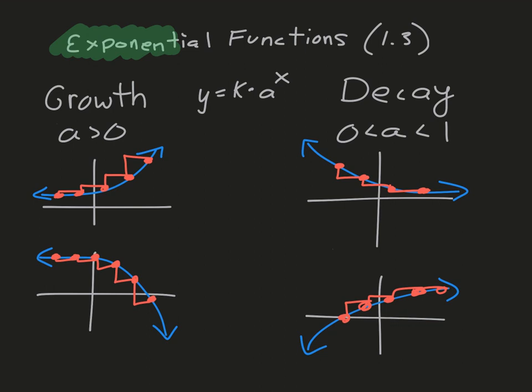The asymptote is a line. It's a horizontal line in these cases that your function is going to approach, but never reach. So as your function approaches the asymptote, the distance between the asymptote and the curve gets smaller.